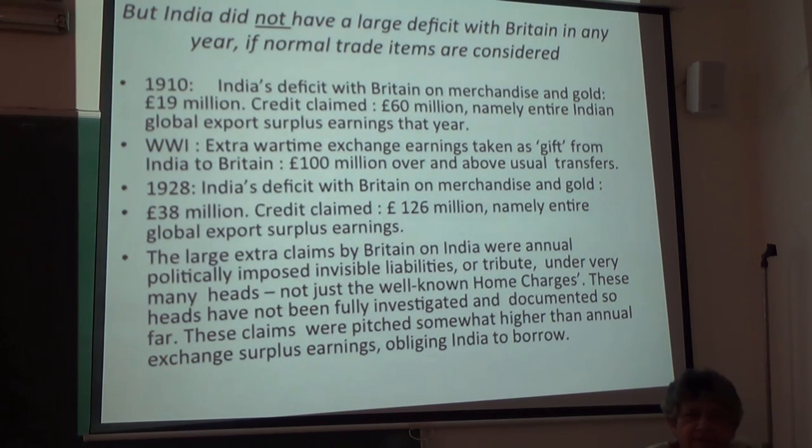So for things like dividends, British capital invested in India was hardly about 2 million pounds or so at this stage. But this difference is of the order of 40 million pounds. So what is it? It is the invisible liabilities which are administratively imposed by government in order to siphon off India's foreign exchange earnings for its own use.